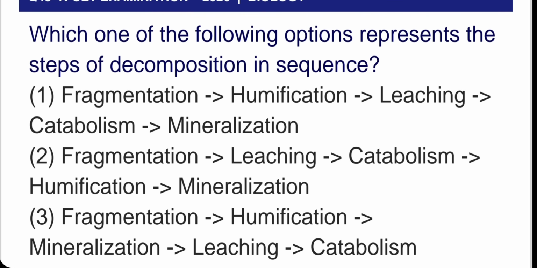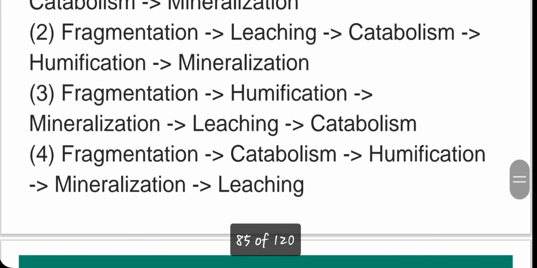Which one of the following options represents the steps of decomposition in sequence? Here you can remember, I always used to say first language chemistry, FLCHM. So, fragmentation, leaching, catabolism, humification, mineralization. Second option is correct. So FLCHM. That is how you can remember this mnemonic.